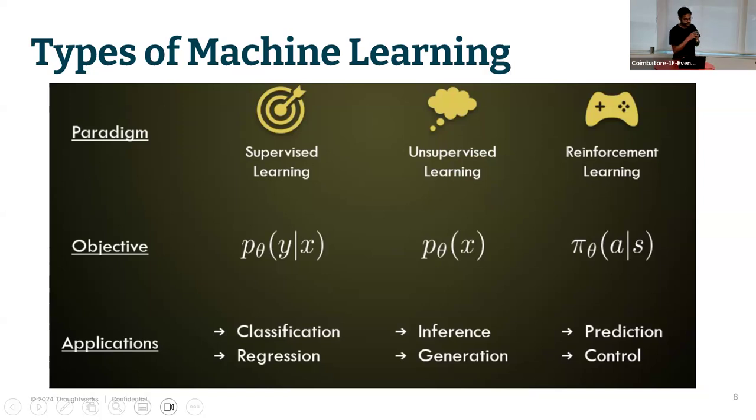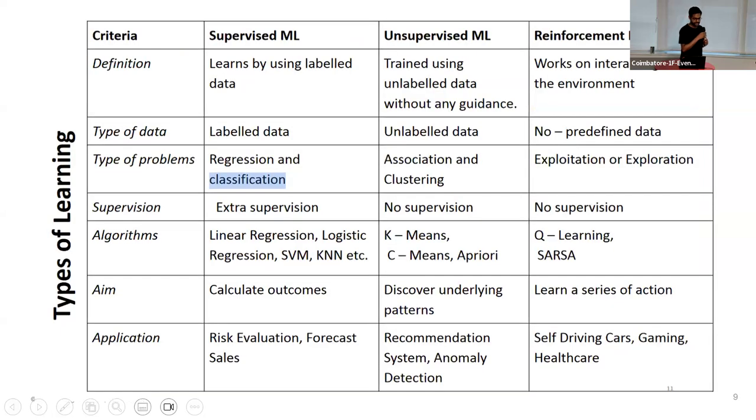This is particularly used for prediction, like autonomous and all kinds of control systems. Reinforcement learning is actually very useful. But as I said, we'll be focusing more on the machine learning side, on the supervised learning part. As I said, the type of data used in supervised learning is labeled data. I'll give an example of what labeled data is in the subsequent session. The types of problems that we are solving are regression as well as classification.